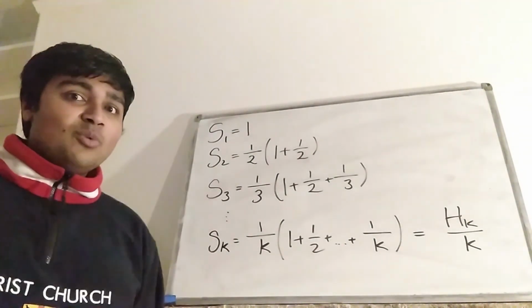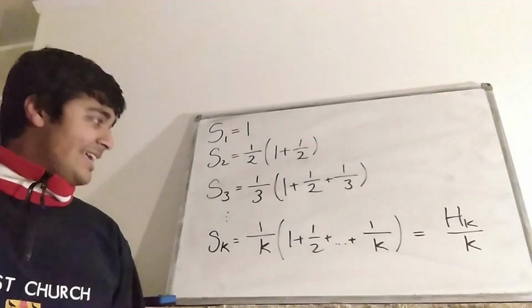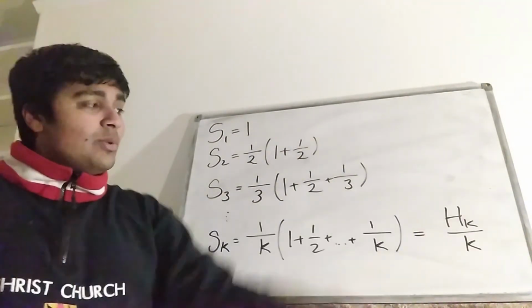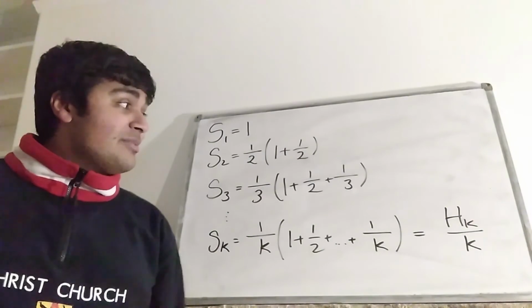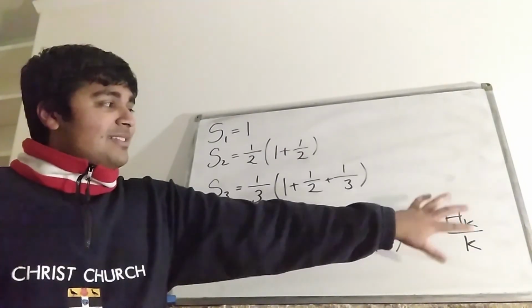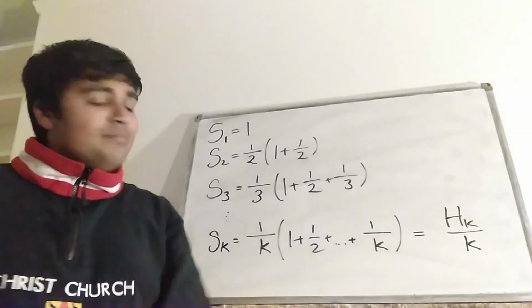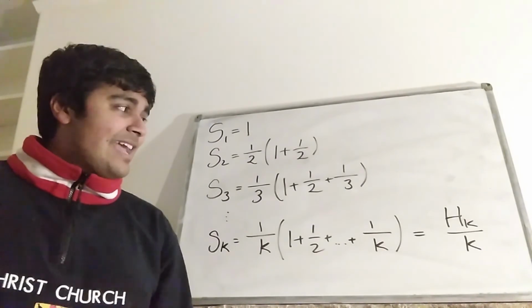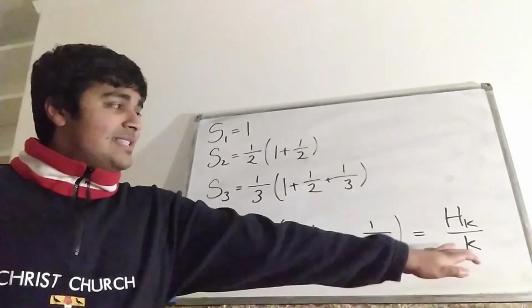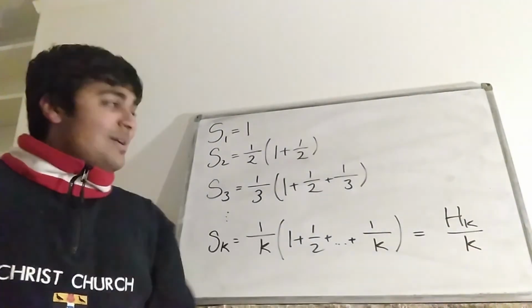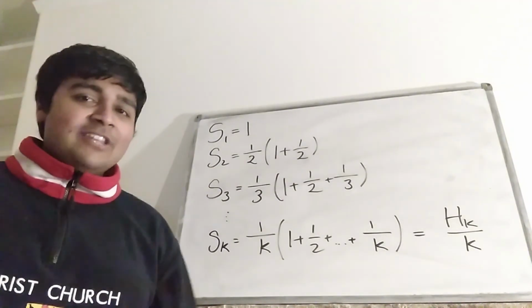Now you might ask yourself, what is the limit as K tends to infinity of SK? Well, we can just use this thing here. We know that the harmonic numbers grow logarithmically, so we've got something like log K on the top divided by K, and of course because K grows a lot faster than log K, this thing will tend to 0. So SK tends to 0 as K goes to infinity.